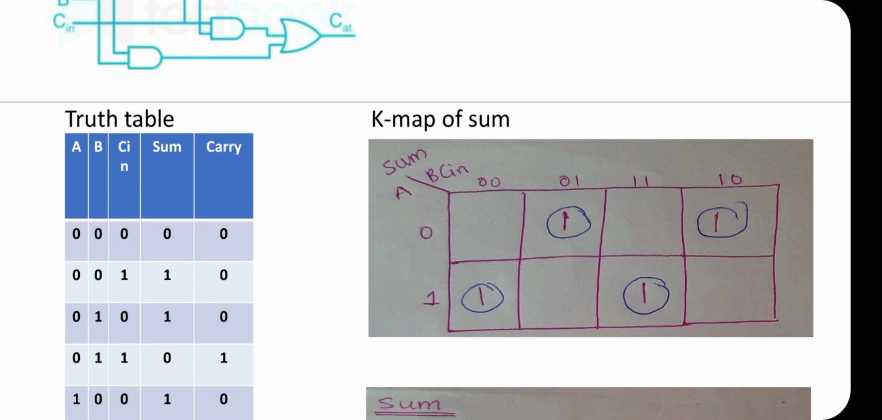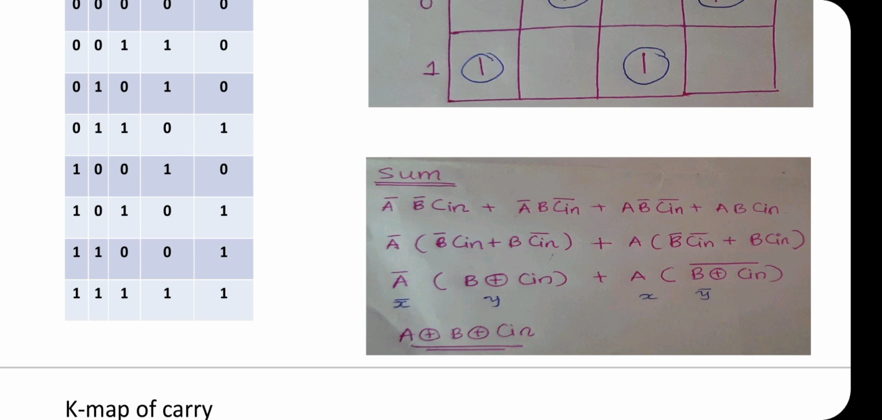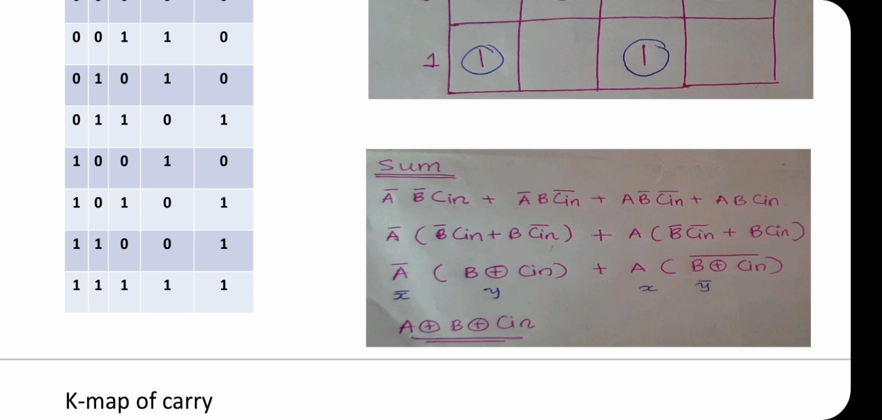This is the K-map of sum. Sum equal to A bar B bar C in plus A bar B C in bar plus A B bar C in bar plus A B C in. Take A bar common. That is A bar into (B bar C in plus B C in bar) plus take A common, A into (B bar C in bar plus B C in). It is of the form x bar y plus x y bar. That is, the last equation is A XOR B XOR C in.